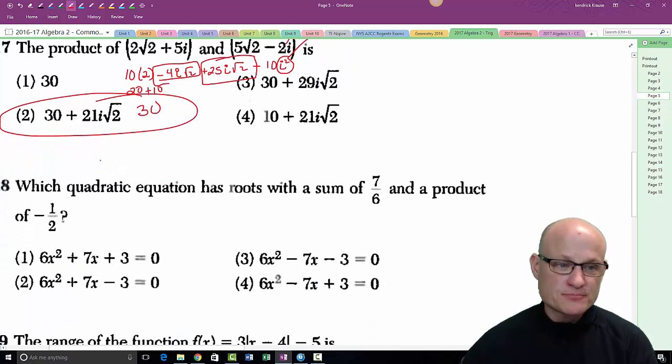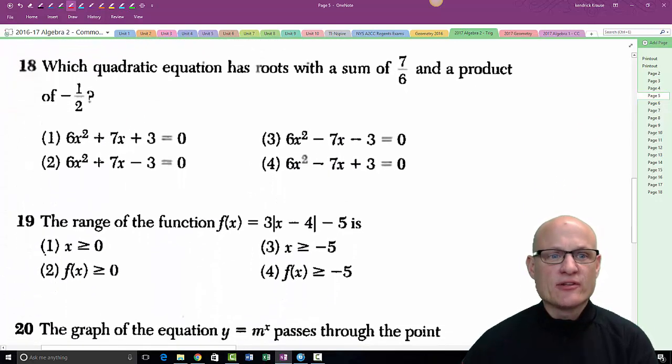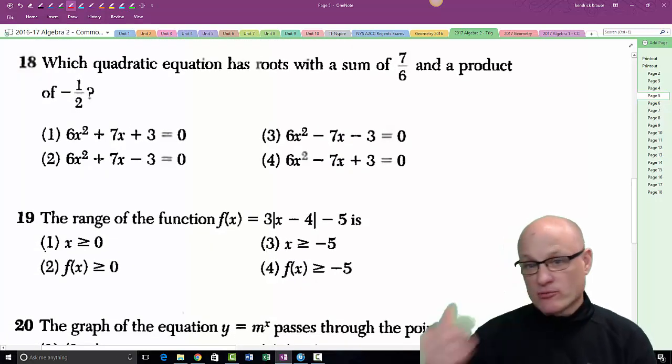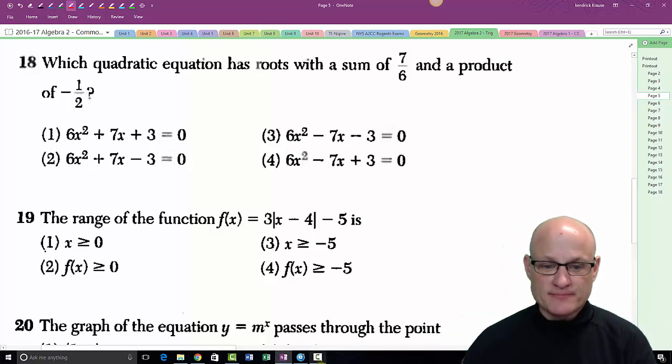There it is. Which quadratic has the sum of the roots and the product of roots? Let's see.